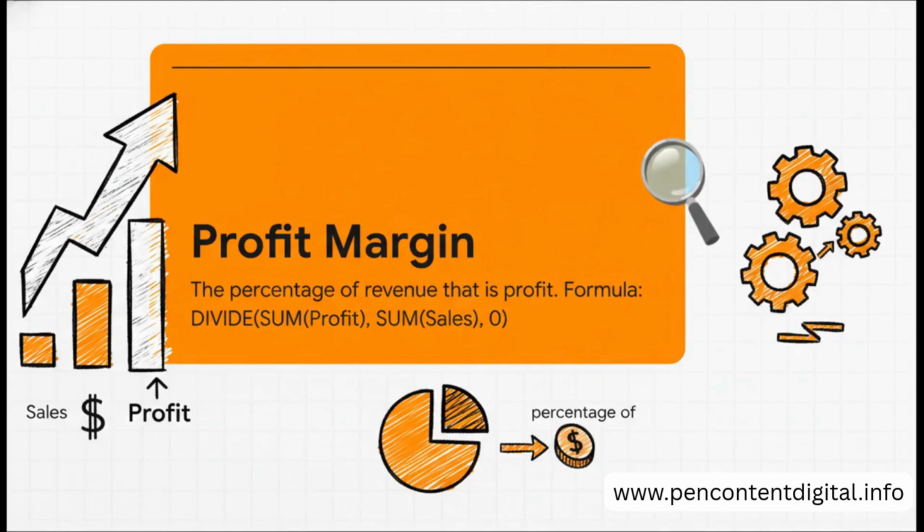Okay, so how do we connect those two? To really understand the relationship between our sales and our profit, we use profit margin. Think of this as an efficiency score. It tells us what percentage of our sales revenue is actual profit.